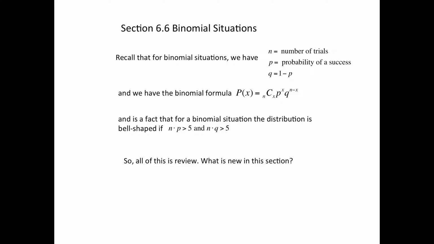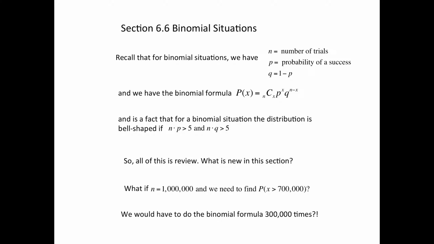So what's new in this section? Can't we just keep doing the binomial formula forever? It was pretty fun. Well, what if n equals 1,000,000, and you need to find the probability that x is bigger than 700,000? Are you kidding me? We would have to do the binomial formula 300,000 times? There's got to be a better way. Well, there is. We need to go over something before we get to actually solving problems.